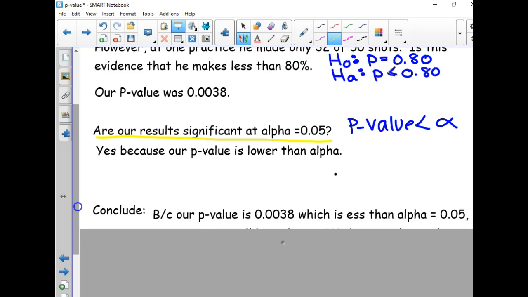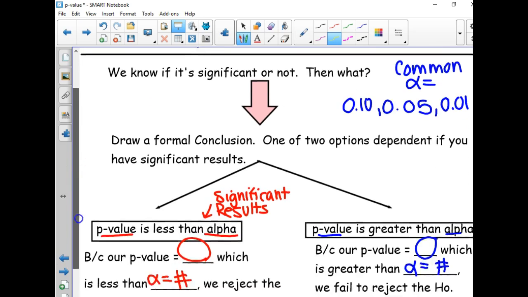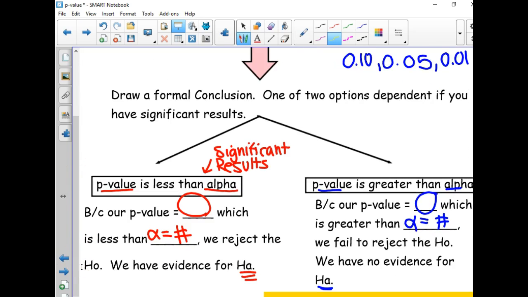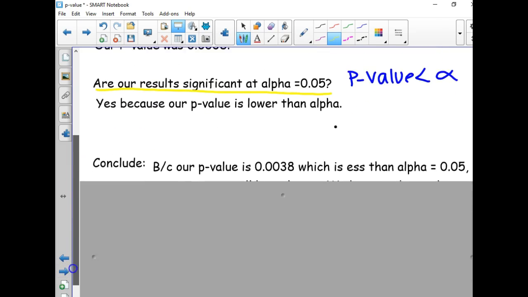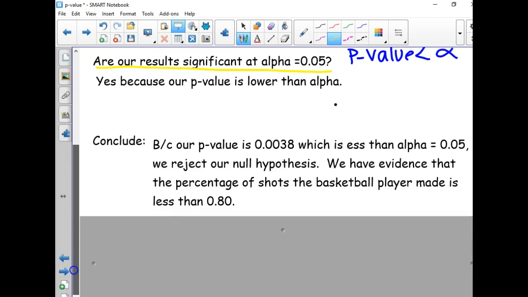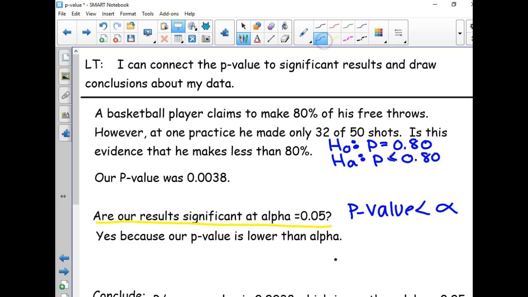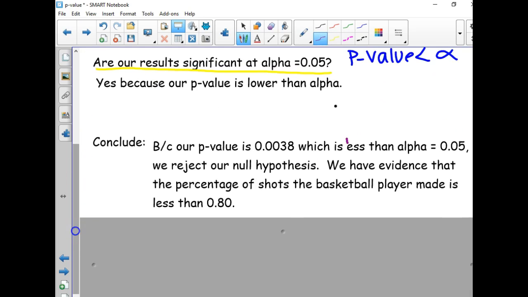Well, because our p-value is lower than alpha, we're going to use this conclusion over here, okay? And this is how we state it formally. Because our p-value is 0.0038, which is less than alpha equal to 0.05, we reject our null hypothesis. We have evidence that the percentage of shots the basketball player made is less than 0.80.